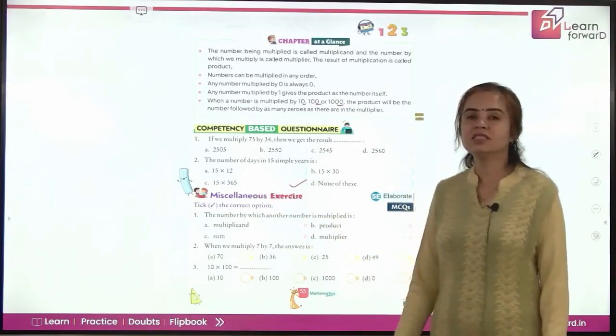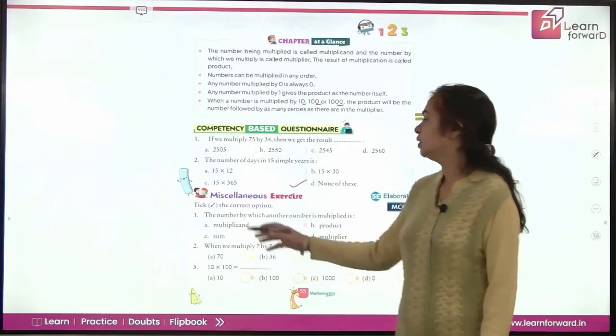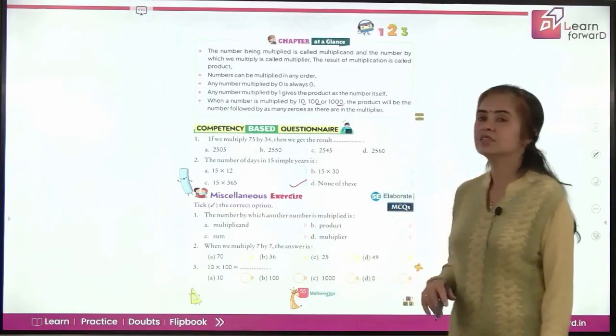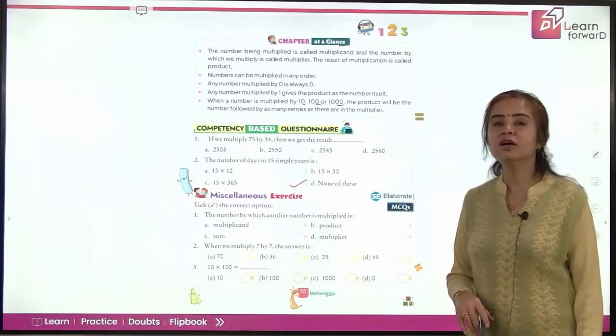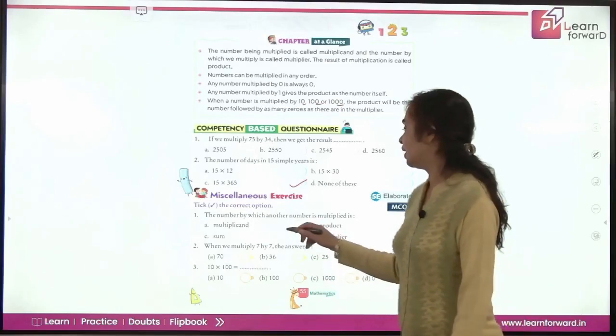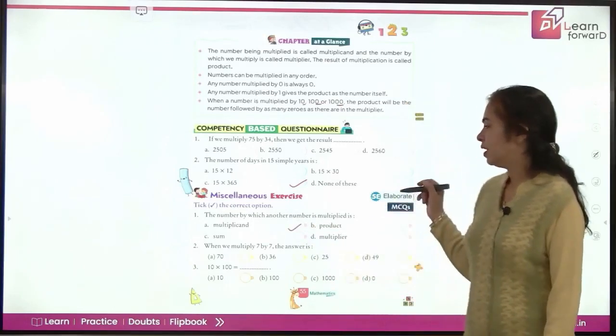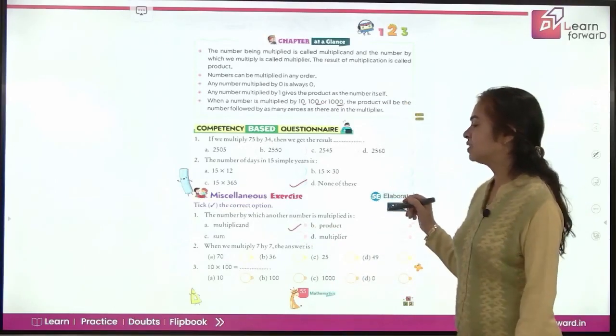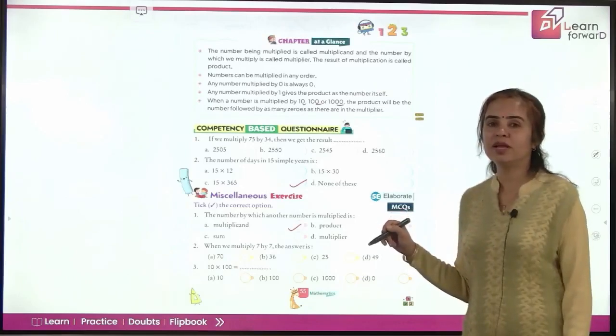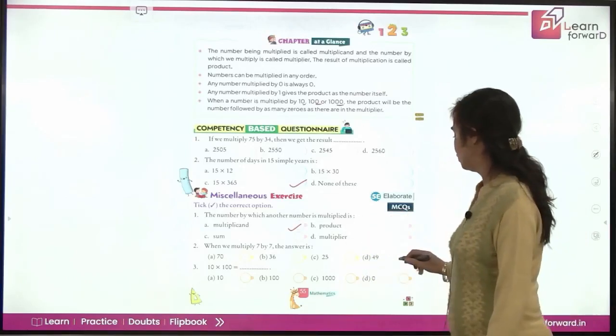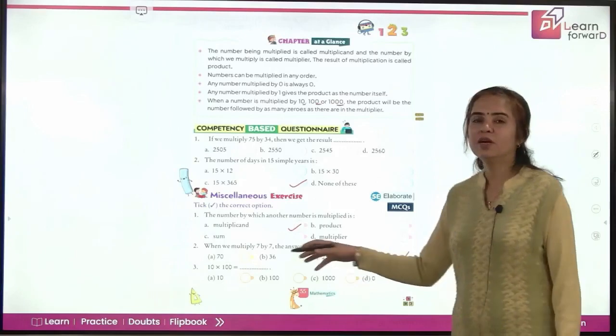Now miscellaneous exercise, tick the correct options. The number by which another number is multiplied is called the multiplicand. Next, when we multiply 7 by 7, what do you get? 49 for those who have learned the tables well.